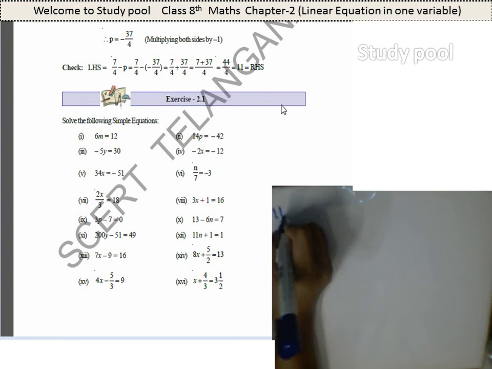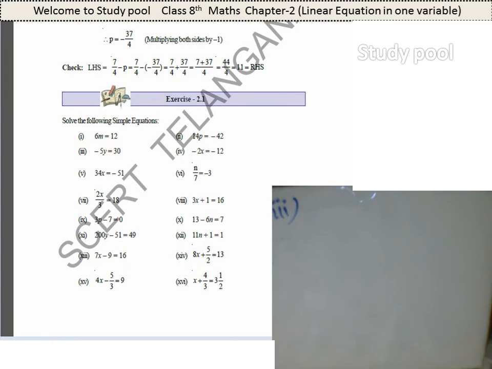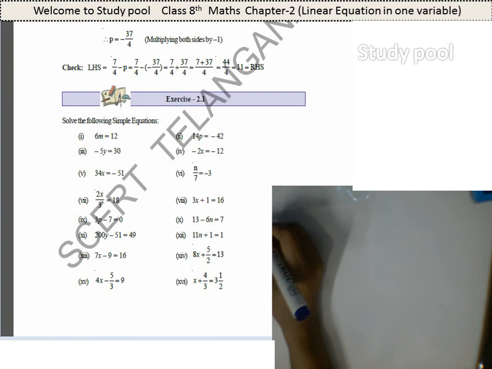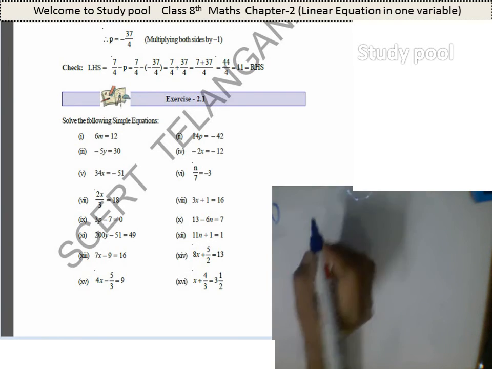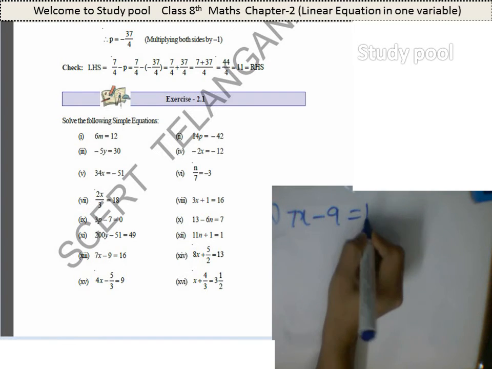We'll do the 13th one. Now let us do the 13th one. Okay, 13th. What is given? 7x minus 9 is equal to 16.